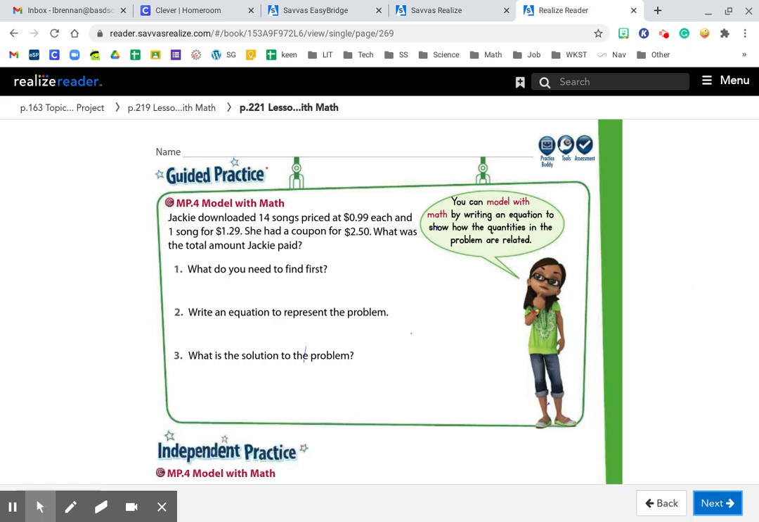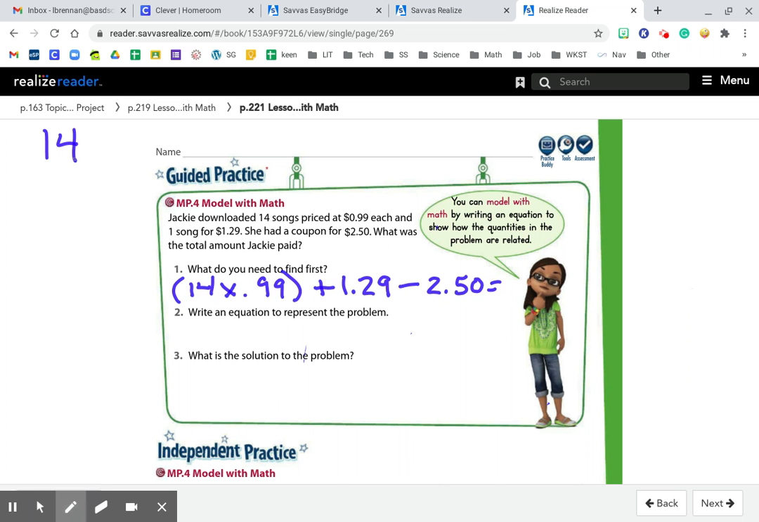Jackie downloaded 14 songs priced at 99 cents each and one song at $1.29. She had a coupon for $2.50. What was the total amount she paid? So she has 14 songs at 99 cents, one song at $1.29, and a coupon for $2.50. And we have a coupon, that's a subtraction. So we're going to have to solve 14 times 99.